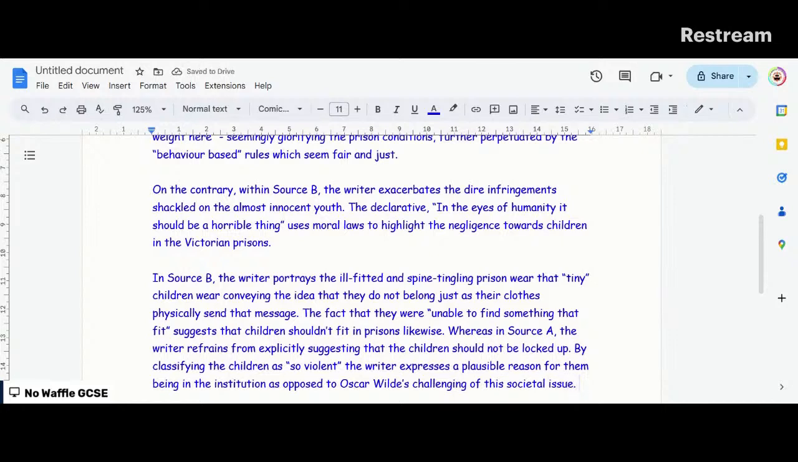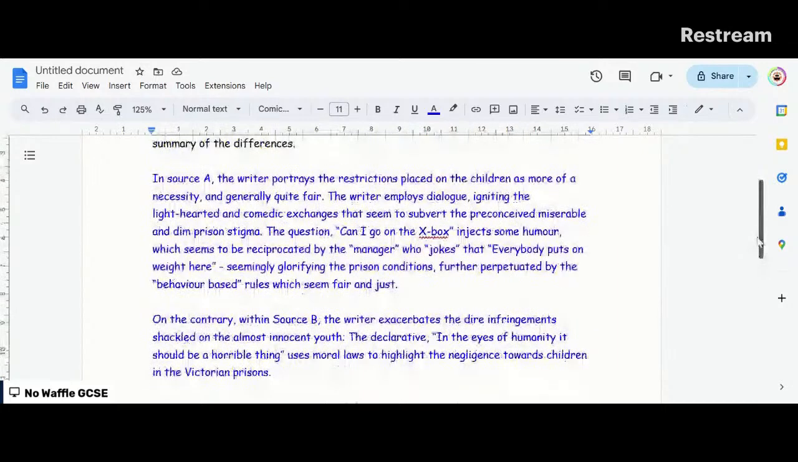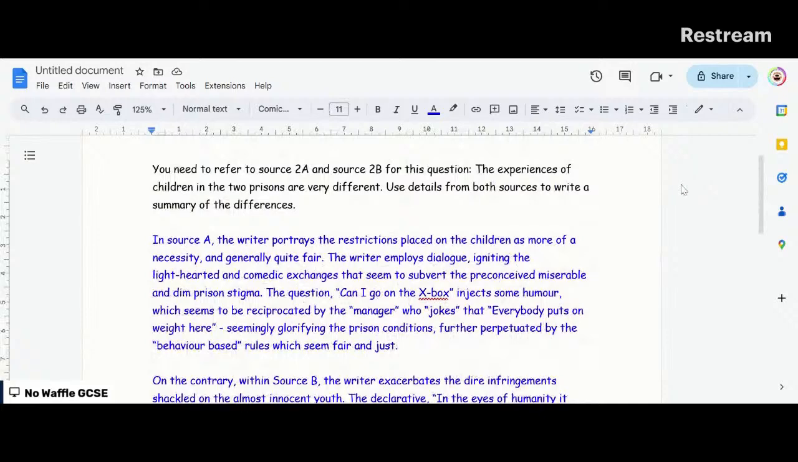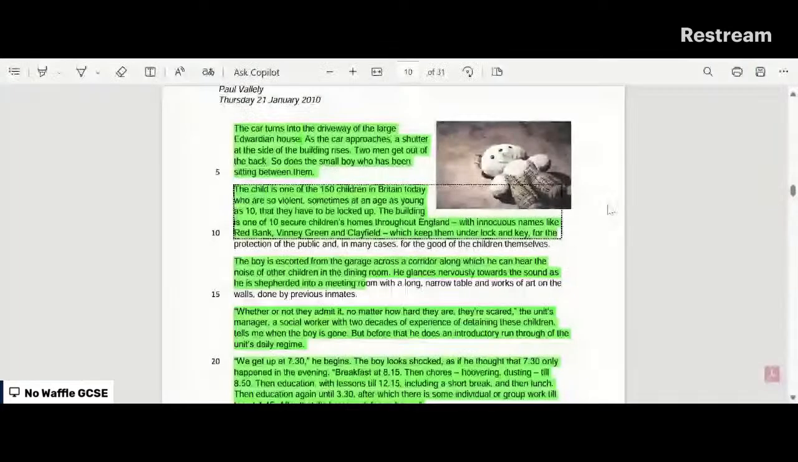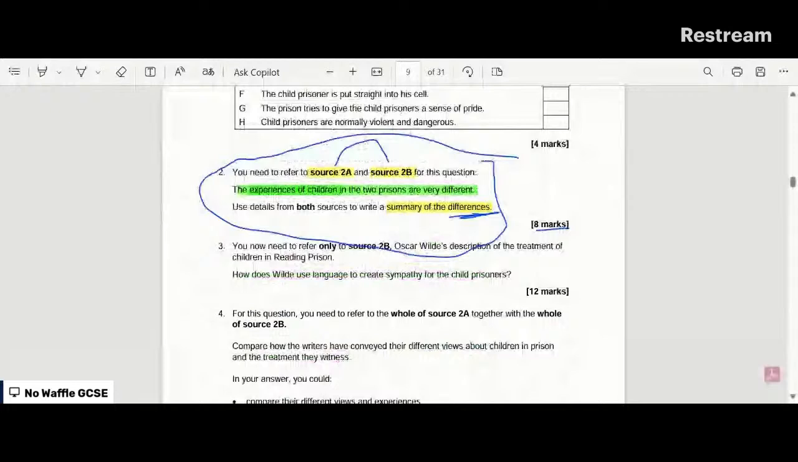Okay, so that is our, we're doing geography after this, so that is our answer to our 8 marker. So we're now going to move on to answering question 3, which is the 12 marker, I believe. We've done question 2 and we're on question 3 now. So you now need to refer only to source B. In this case, they focus you on one of the sources. Oscar Wilde's description of the treatment of children in Reading Prison. How does Wilde's use of language create sympathy for the child prisoners?